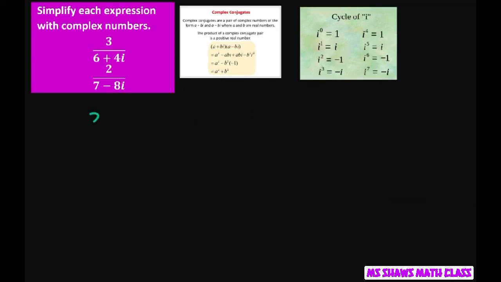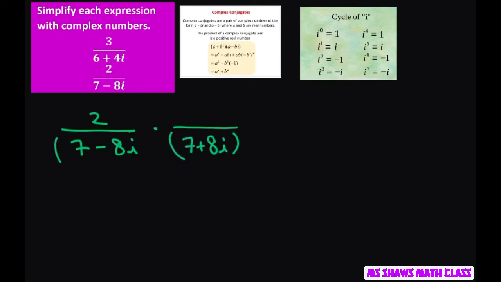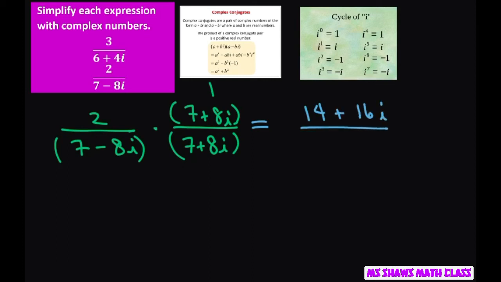Okay, so the next one, we're going to take 2 divided by 7 minus 8i, multiply the denominator by the conjugate, and therefore you also have to multiply the numerator by the conjugate because this is equal to 1. We don't want a radical in the denominator or an i. So the numerator is going to be 14 plus 16i, and then our a is 7 and our b is 8. So we're just using that formula. So that's just going to give us 7 squared plus 8 squared.